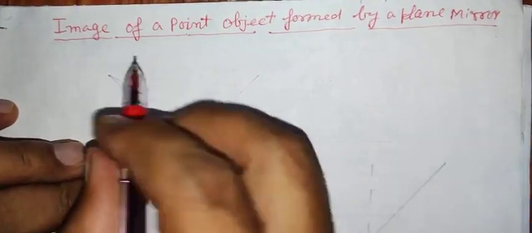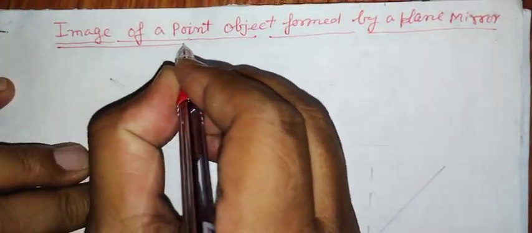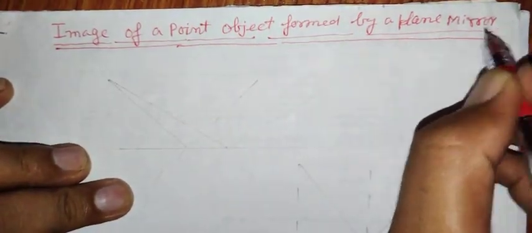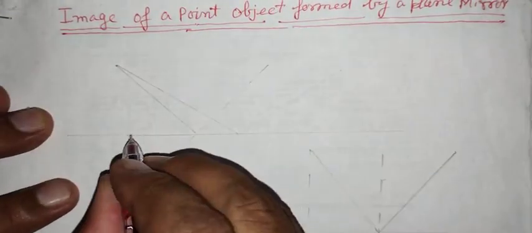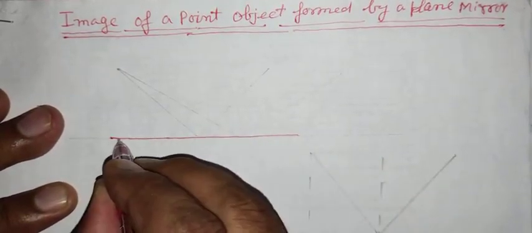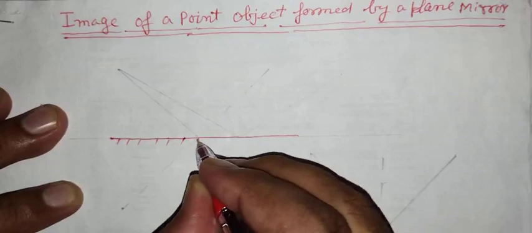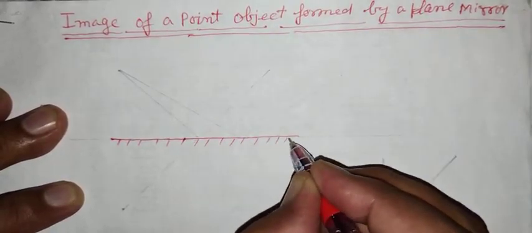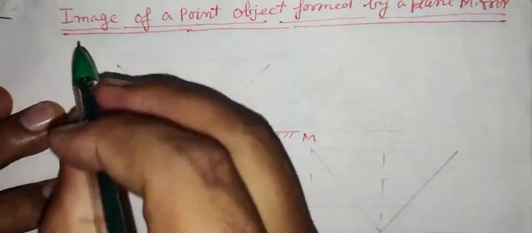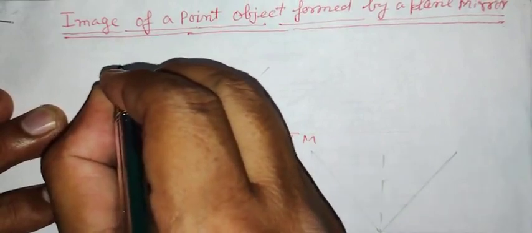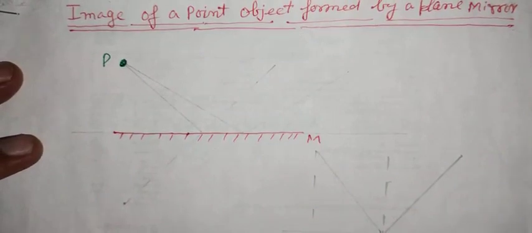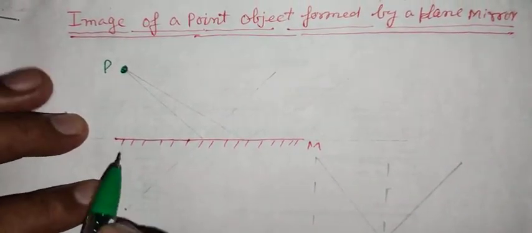Everyone, we are going to see a topic: image of a point object formed by a plane mirror. To show this, we are going to take first of all a plane mirror M. And in this plane mirror, we are taking a point object P, and we want to see where the image of this point object P will be formed.